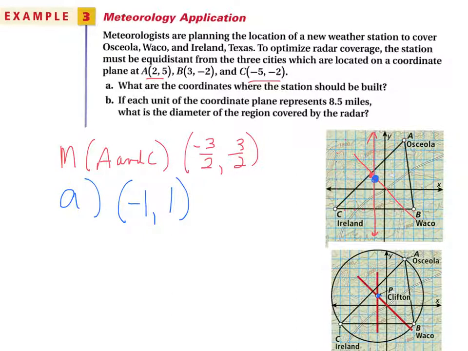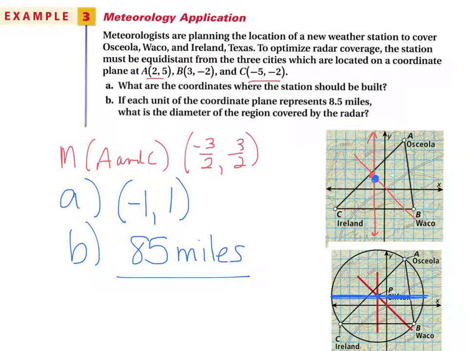And then B asks, if each unit of the coordinate plane represents 8.5 miles, what is the diameter? Well, we just go straight across. The diameter is 1, 2, 3, 4, 5, so 10. If each unit is 8.5, 10 times 8.5 miles would be 85 miles. So the actual region covered would be 85 miles.